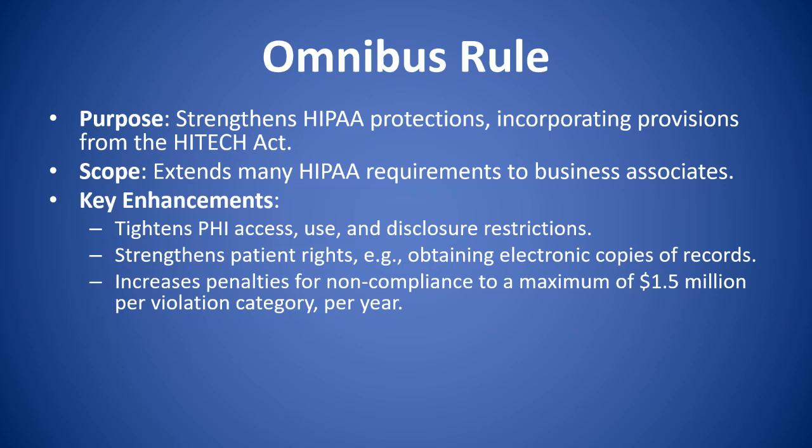The purpose of the omnibus rule is that it strengthens HIPAA protections. The scope extends to business associates also. The key enhancements are tightening of PHI access, use and disclosure, strengthening patient rights by providing them with electronic copies of records, and increasing penalties for non-compliance up to $1.5 million per violation category per year.